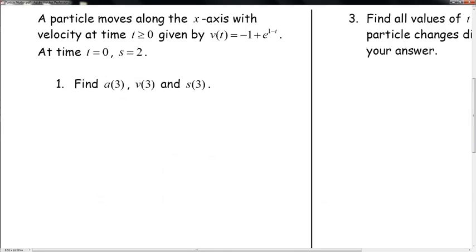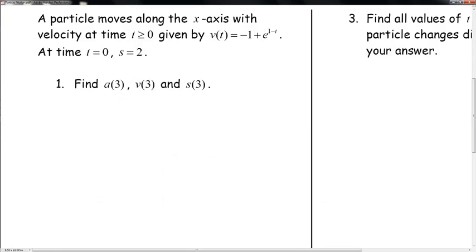Alright, for number 1, we're going to find a of 3, v of 3, and s of 3. So a particle moves along the x-axis with a velocity at time t greater than 0, given by v of t equals negative 1 plus e to the 1 minus t. At time equals 0, your position is 2, so that's your starting point.